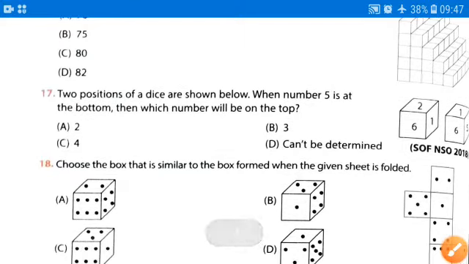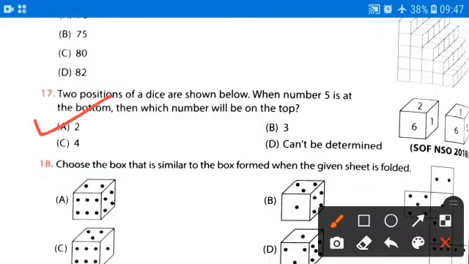This is a very simple kind of question. Earlier we have seen only one common face in dices or cubes. In this we are looking at two common faces, dices. And the rest of the faces will be the opposite ones. So the opposite face of 5 will be 2. So option A will be the correct answer for the given question.